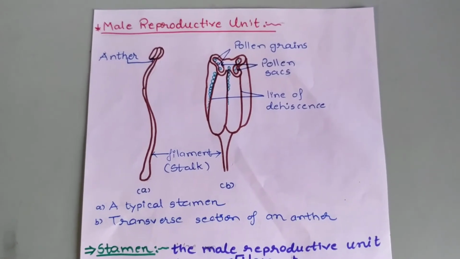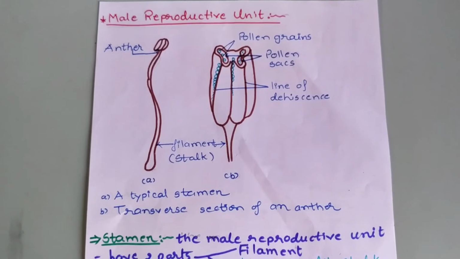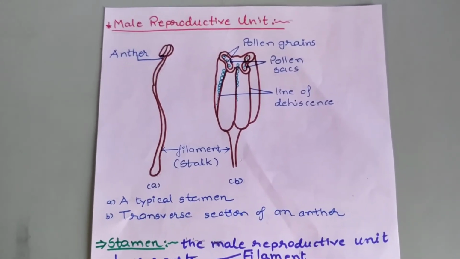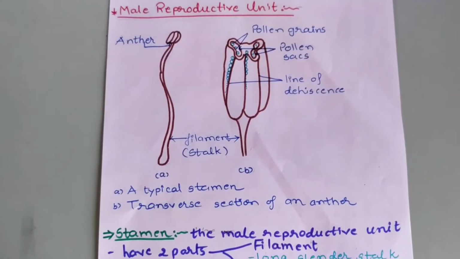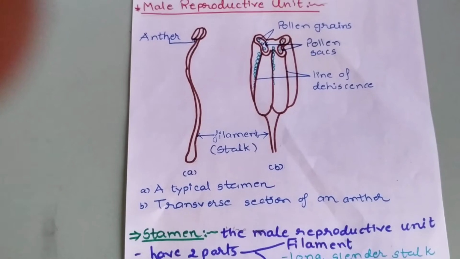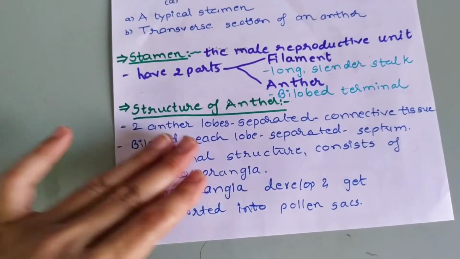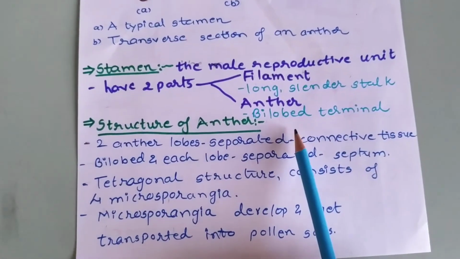If your exam question asks, explain male reproductive unit for flowering plant, you have to draw these two figures and explain their parts. Now let's move further for the explanation part. Stamen. Stamen is the male reproductive unit.